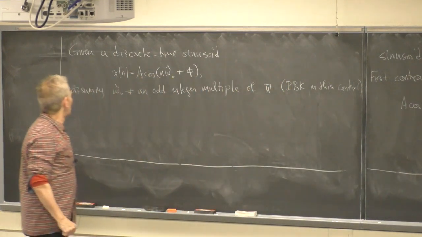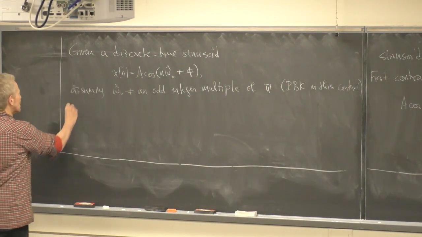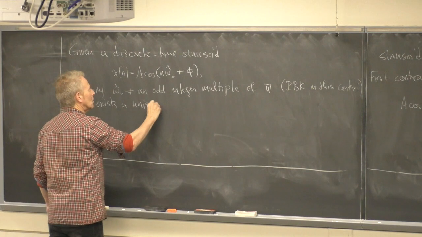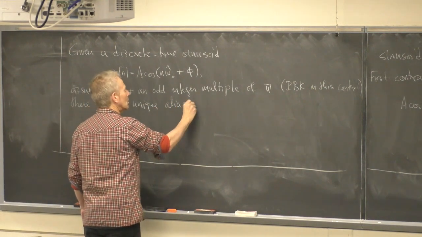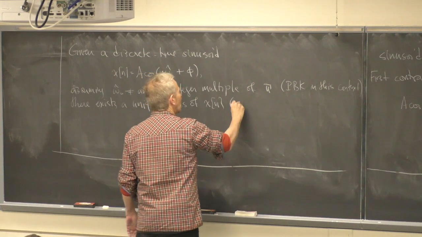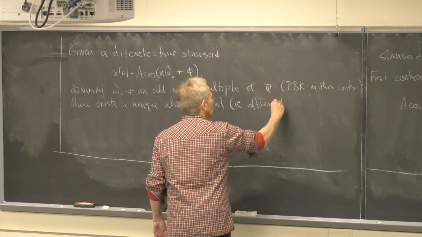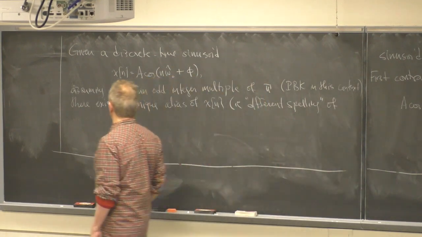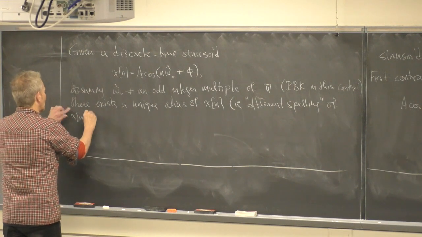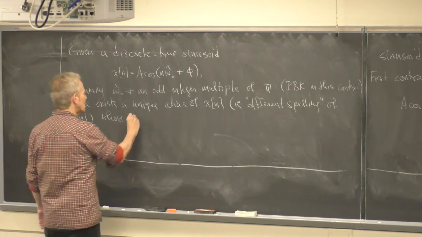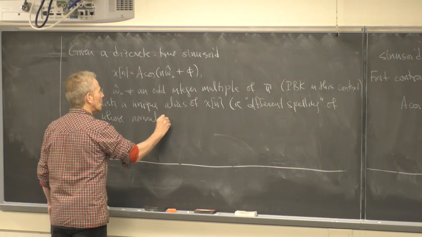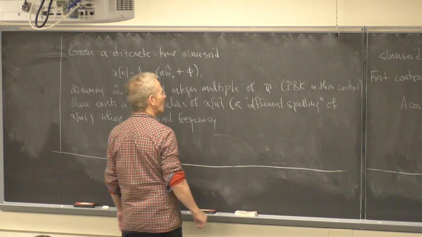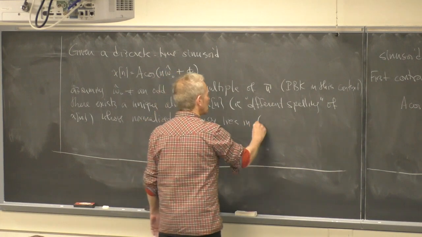All right, so if omega 0 hat is not an odd integer multiple of pi, there exists a unique alias of x of n, that is to say, i.e. a different spelling of the same signal, whose normalized frequency lies in the interval minus pi to pi, not including the endpoints.